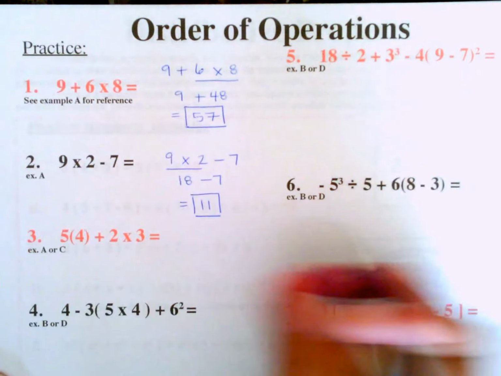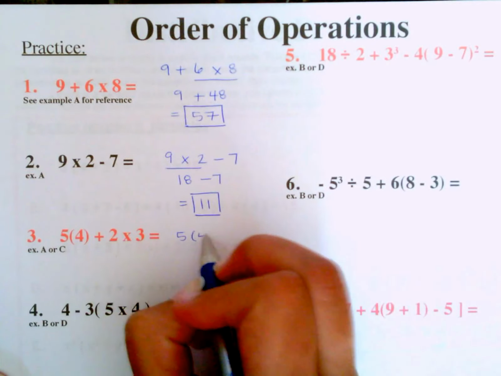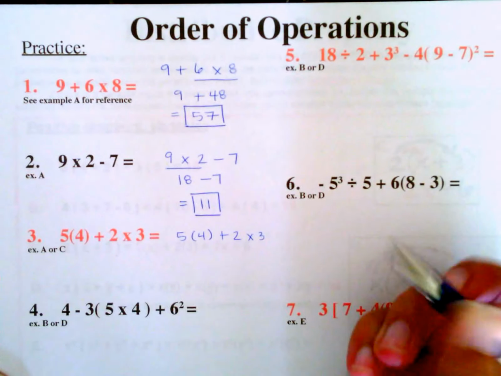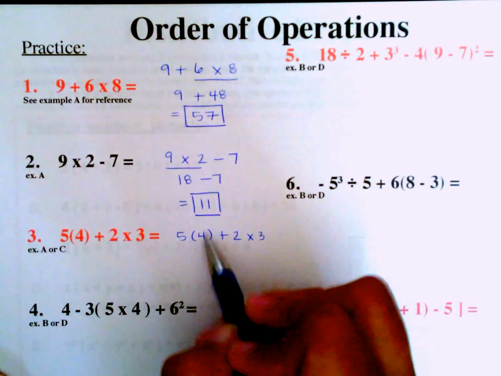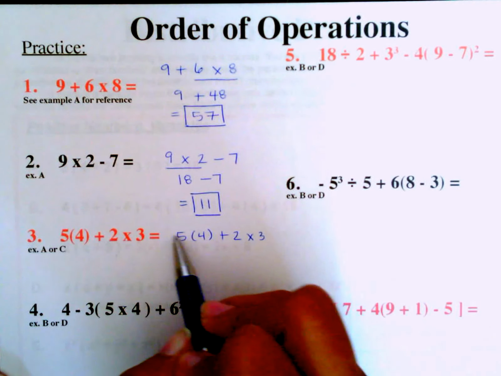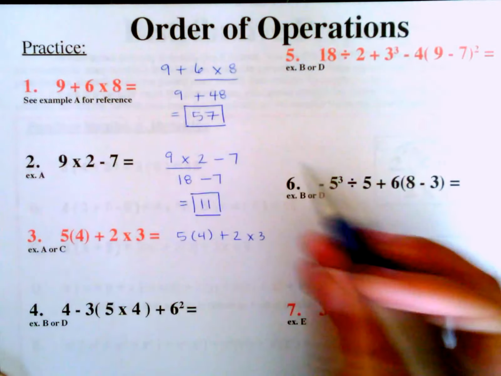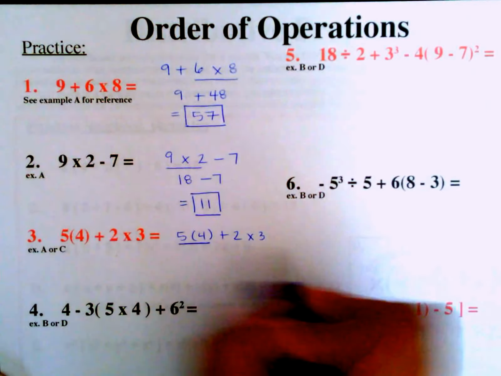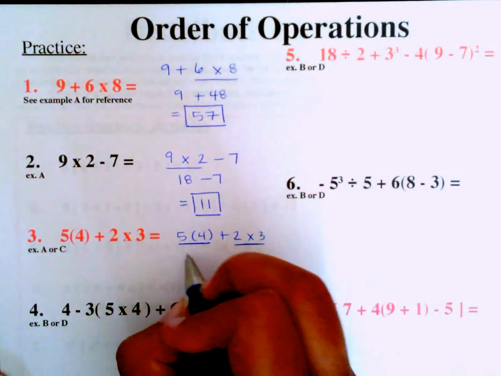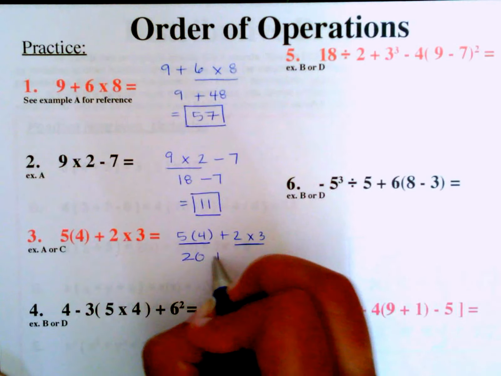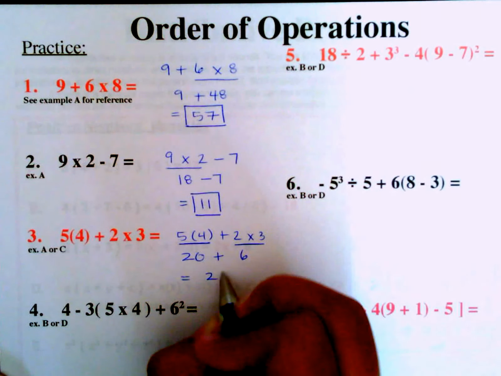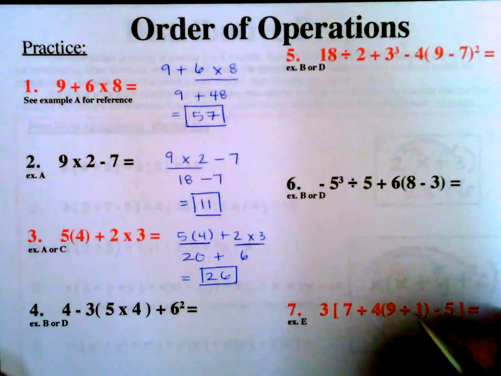Okay, number 3. 5 times 4 plus 2 times 3. So we look for parentheses. We have them here, but there's nothing we can do inside. So this is just telling us we're multiplying. Exponents, we don't have any. Next thing we do is multiplication. So this is being multiplied, and this is being multiplied. So we do 5 times 4 is 20, plus 2 times 3 is 6. 20 plus 6 is 26.